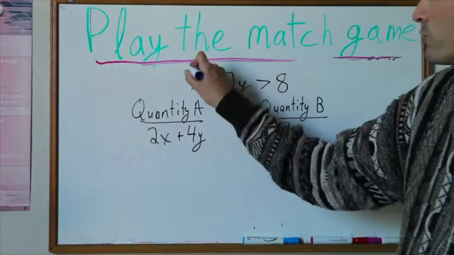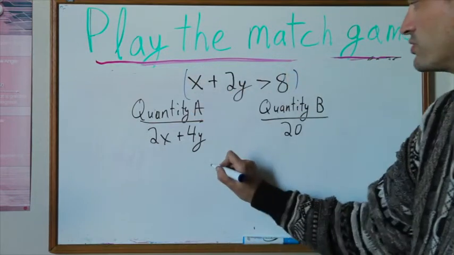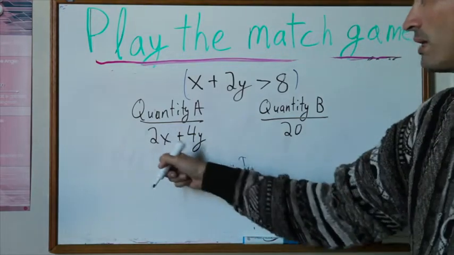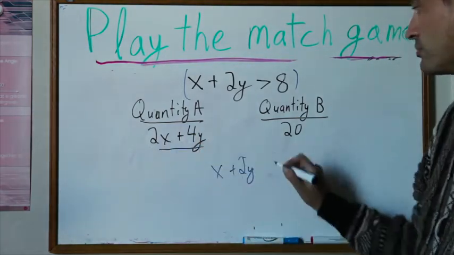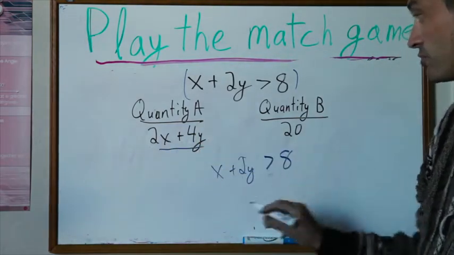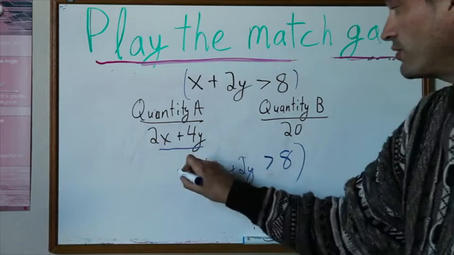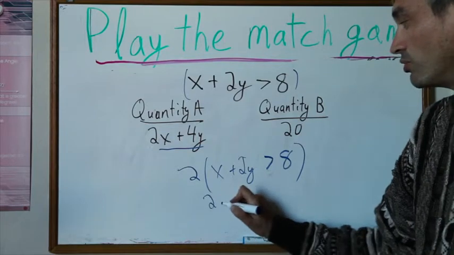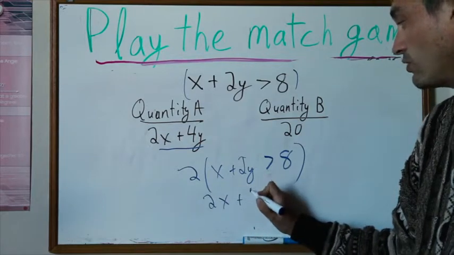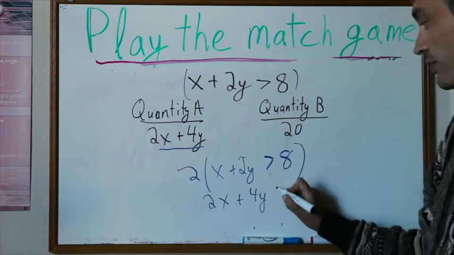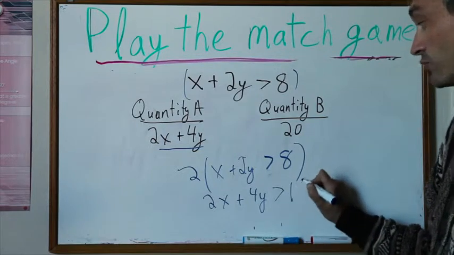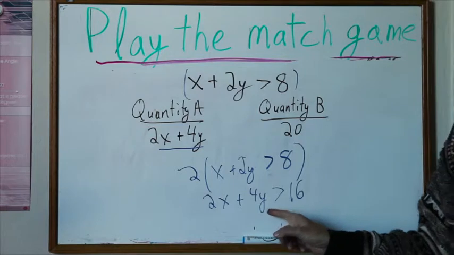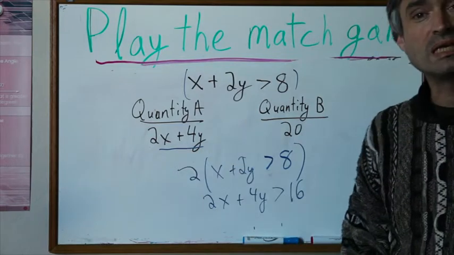Well, start by examining the equation they've given you and try to link it or match it in some way to what they asked about. In this case, the trick was simply to multiply everything through by 2. When you do that and distribute it through, you get 2x plus 4y, and on the other side greater than 8 times 2, or 16. Notice how the result matches exactly quantity A.